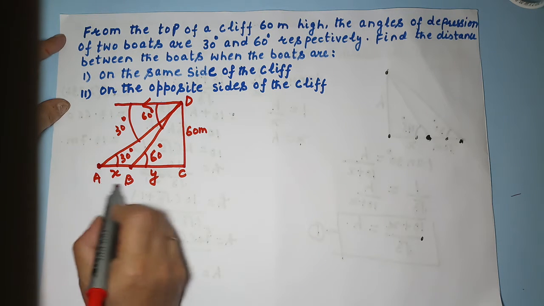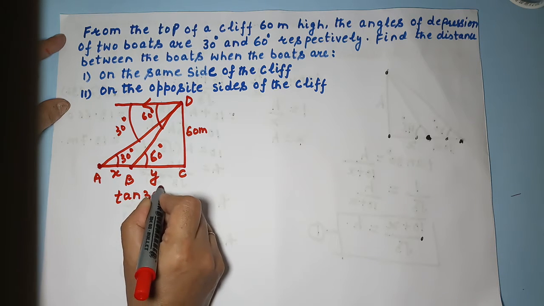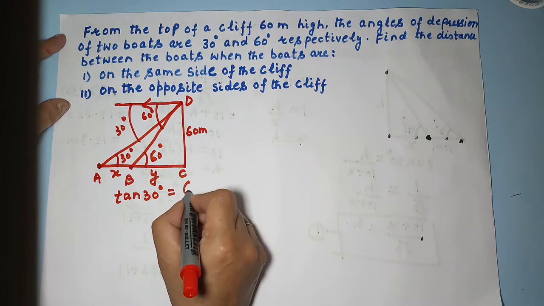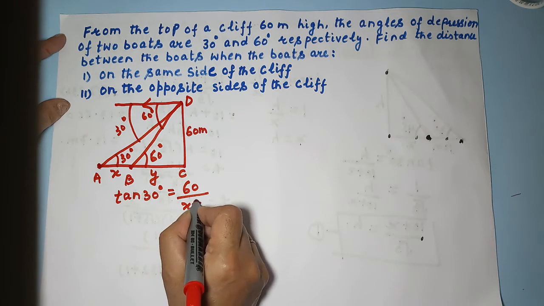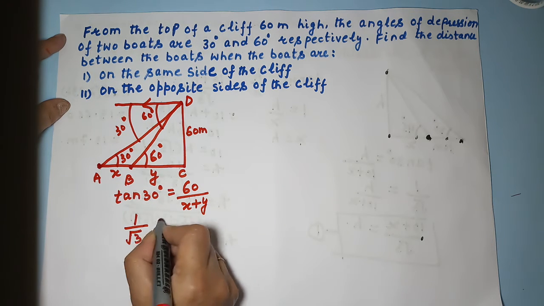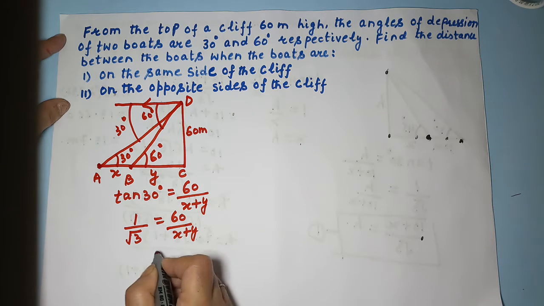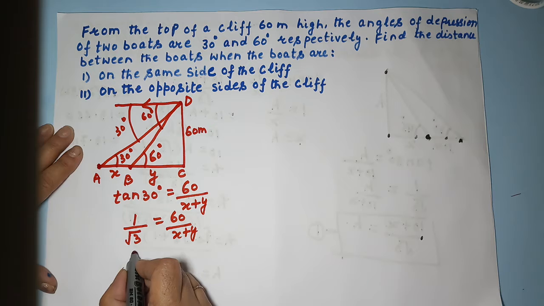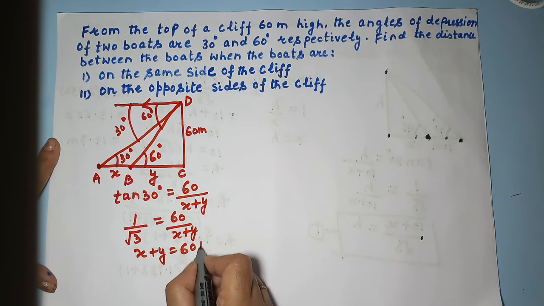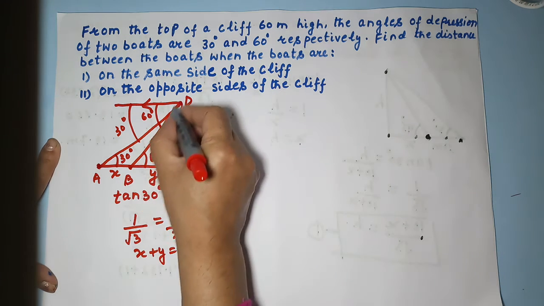So what we will do is, we will first take tan 30°. So tan 30° is equal to this upon this, that is 60 upon x plus y, right? So my tan 30 is 1 by root 3, equal to 60 upon x plus y. So if I cross multiply, I am getting x plus y is equal to 60 root 3. Fine. Let me leave it here only and take this triangle now.